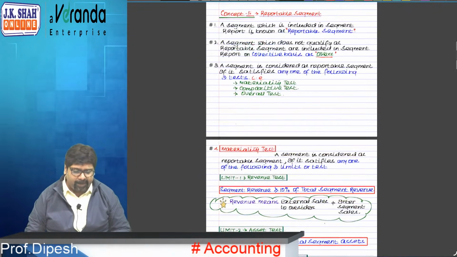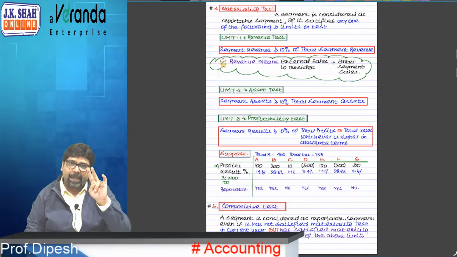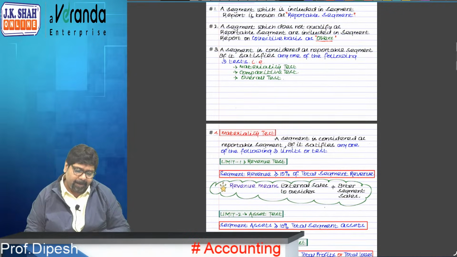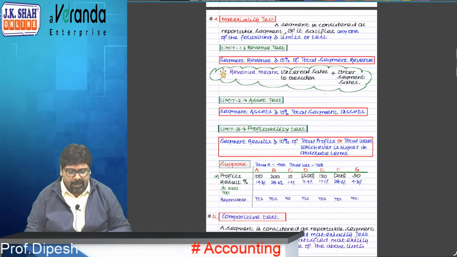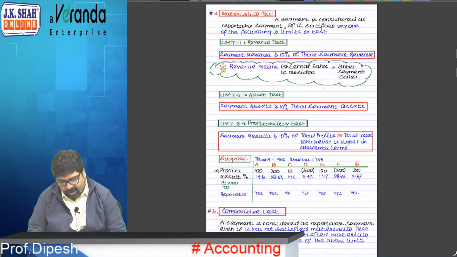There are four types of test: materiality, comparability, overall, and management special test. Materiality test has three parts.